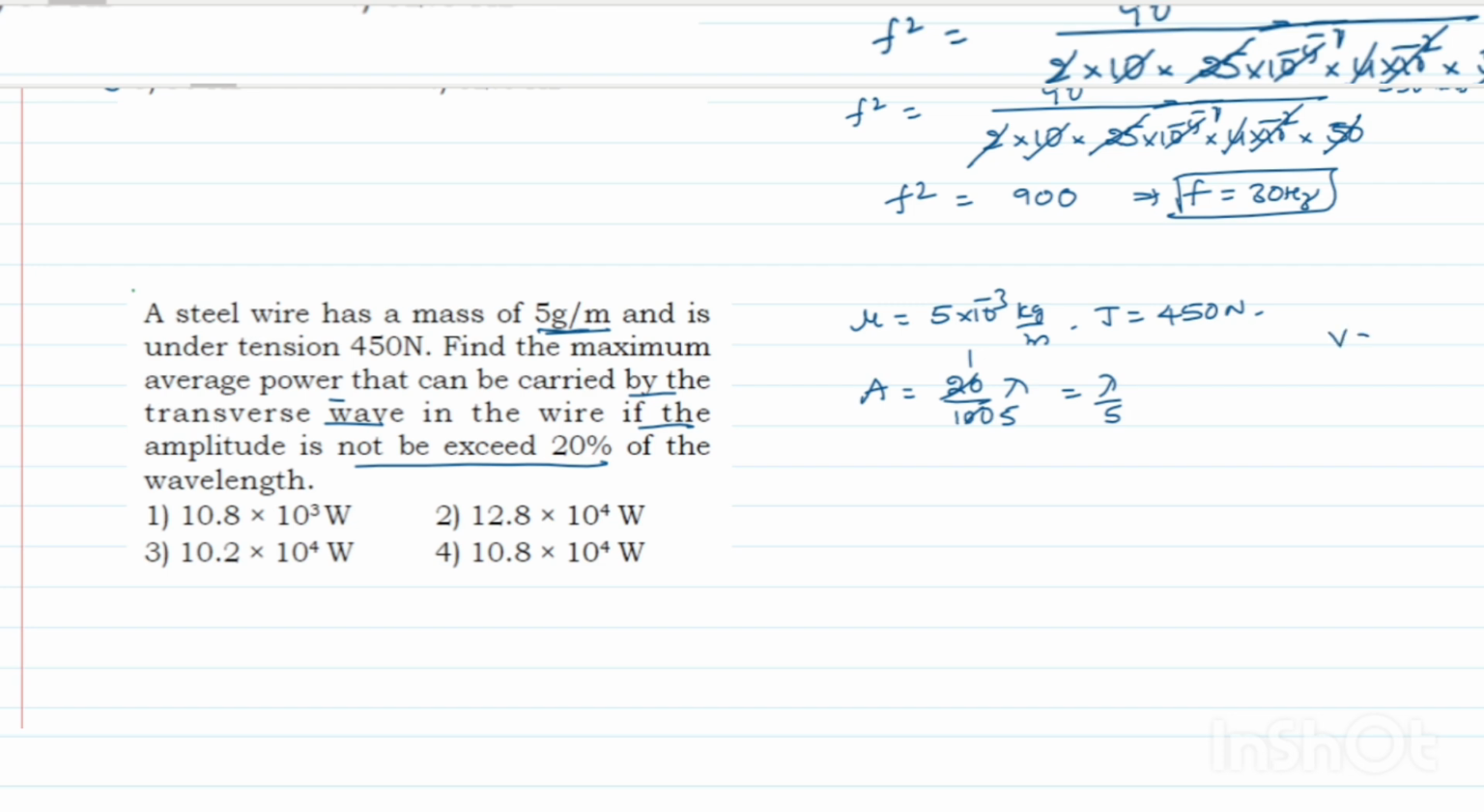Instead of lambda, you can write v equal to f lambda, and lambda equals v by f. So here it's nothing but 1 by 5 into v by f.